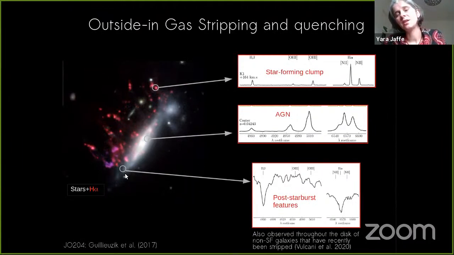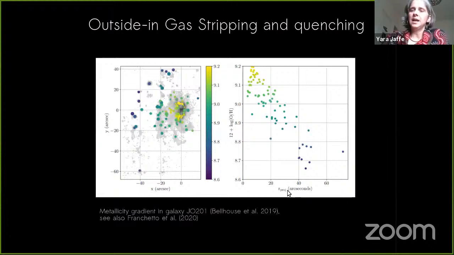In this region, where we think the transformation is really at play because the gas has just been stripped, the spectra are typical of post-starburst galaxies. So these are post-starburst features, and these have been observed through the disks of non-star-forming galaxies in clusters that have recently been stripped. So we think that this is what happens as you strip the disk from the outside in: you start quenching the galaxy also from the outside in.